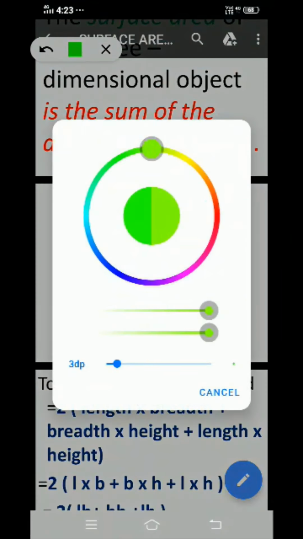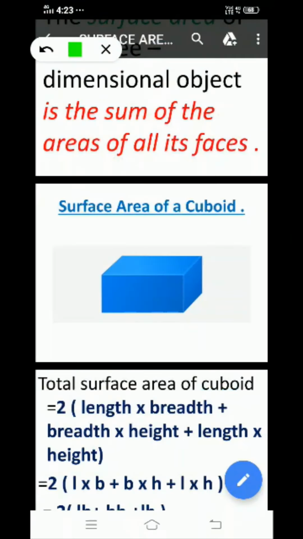if you want to find out the surface area of any object, you must know the length, breadth, and height. Now see, this is the length, this is the breadth, and this is the height. You must know these three values, then only you will be able to find out the total surface area of a cuboid.